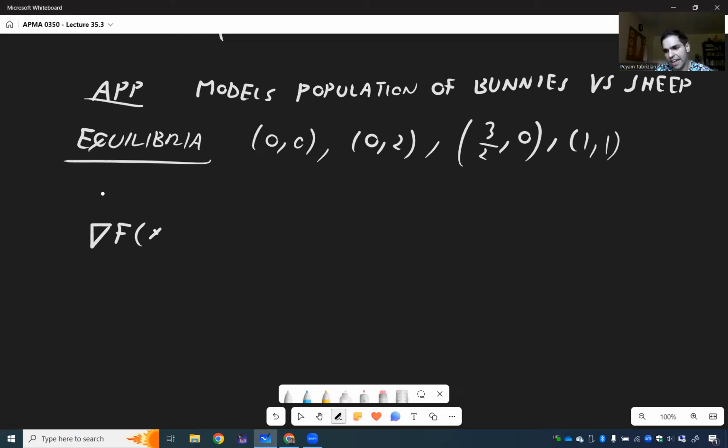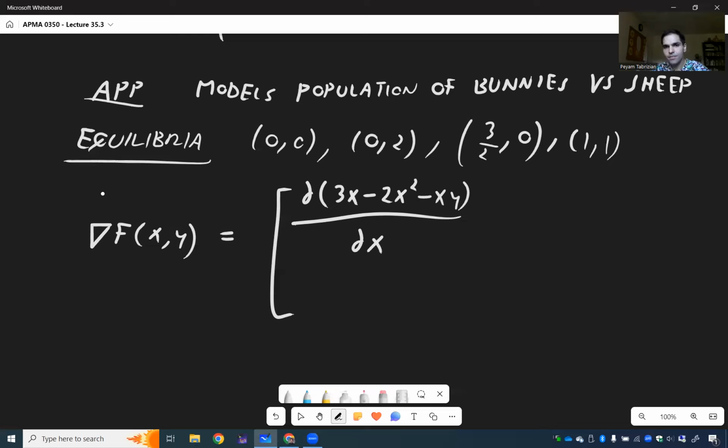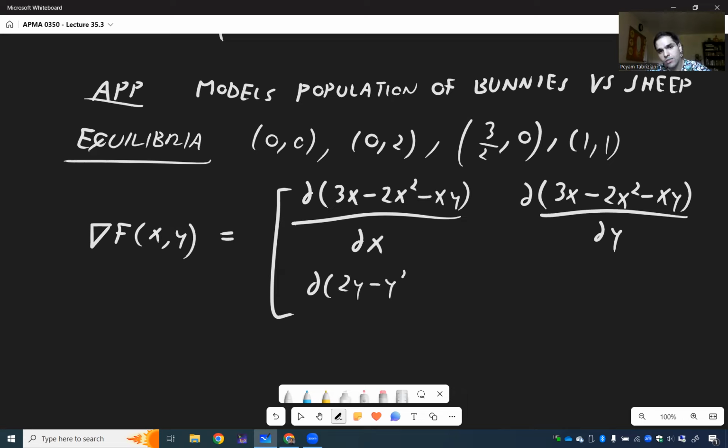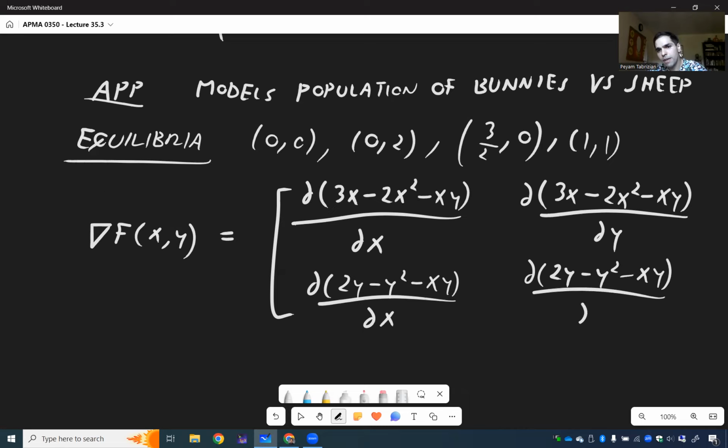So gradient of f at (x, y). Again, you differentiate the hell out of everything. So partial of 3x minus 2x squared minus xy with respect to x. Yes, it's a partial sleigh here. Partial of 3x minus 2x squared minus xy with respect to y. Partial of 2y minus y squared minus xy with respect to x, and partial of 2y minus y squared minus xy with respect to y.